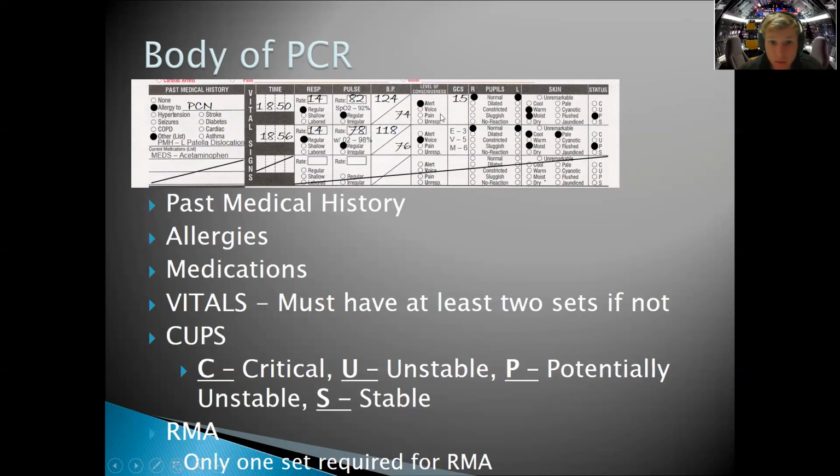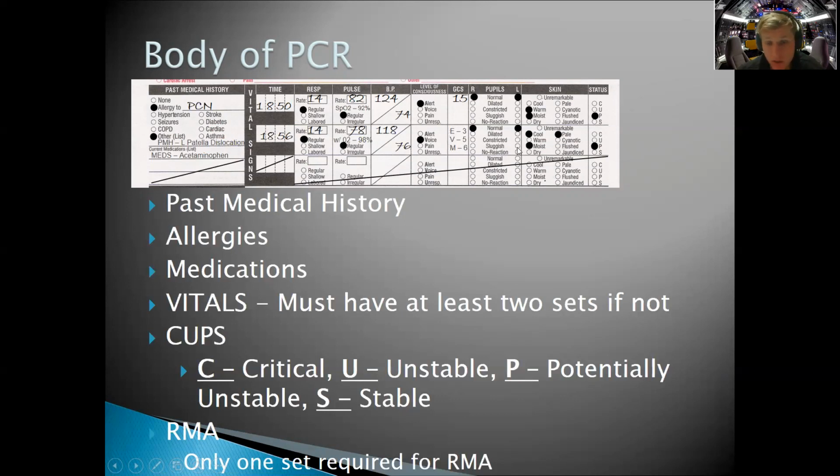Blood pressure, level of consciousness, A and O, so alert, verbal, voice, pain, unresponsive. Glasgow Coma Scale. And note that the Glasgow Coma Scale is on the back of your PCR, so you can use that to notate what the patient is. Is it their eye movement, their verbal and motor skills, or motor response? If they are less than 15, you are required to write out all 3 levels of the Glasgow Coma Scale and note it in the PCR.